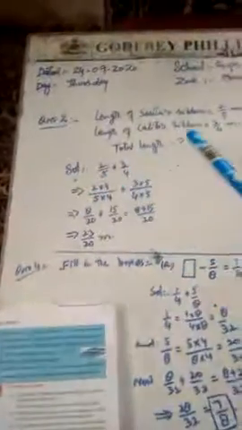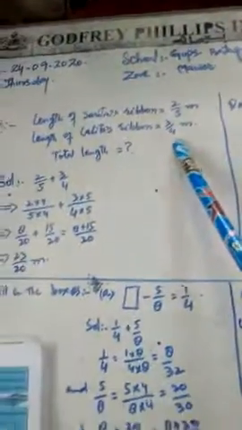Dear guys, yesterday we solved question number 1 from part A to part D. Today we are going to solve question number 2, 3, 4 and 5. In question number 2, the question is: Sarita bought 2 by 5 meter of ribbon and Lalita 3 by 4 meter of ribbon. What was the total length of the ribbon they bought? We have to say what is the total length of the ribbon.